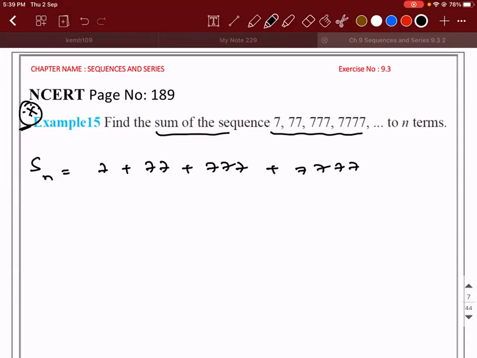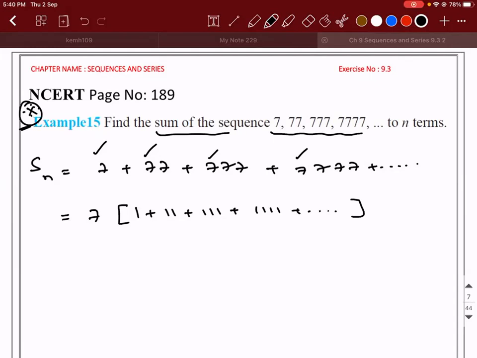Now, what can we do with this? If you observe, is it following any sequence? Sir, we can take seven common. You will take 7 outside. If you take 7 outside, what will you get? You will get 1 plus 11 plus 111 plus 1111 plus so on. It keeps on going like this. Now, what can we do?